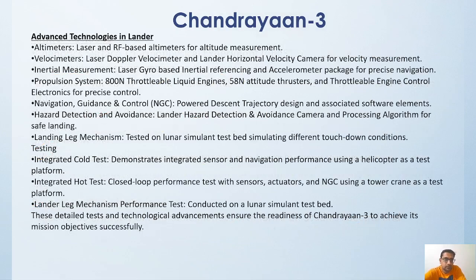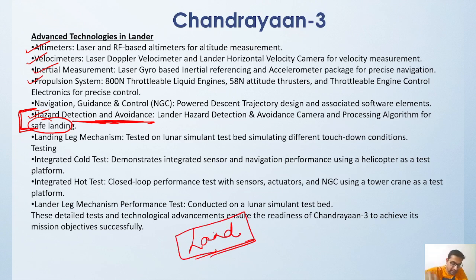Then what are the advanced technologies in the lander? We have our own altimeter, velocimeter, and inertial measurement units. Propulsion systems are also different, and then there is a hazard detection and avoidance system, which is very important, because last time we were not able to do that. If we want a safe landing, we should have an on-board hazard detection and avoidance system. That means the lander is equipped so that if it finds any kind of issues on the surface, it may change the landing site.